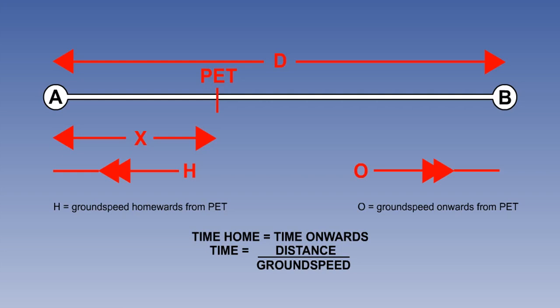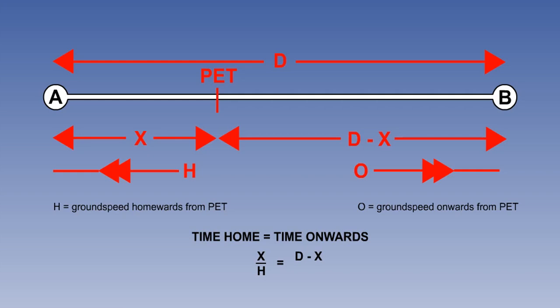But time is distance divided by ground speed. For example, if you have 100 miles to drive and your speed is 50 miles an hour, it would take you 2 hours. The distance home is x, and the ground speed home is h. If the total distance is d, and the distance home from the PET is x, then the remaining distance onwards from the PET must be d minus x. And the ground speed onwards is O.